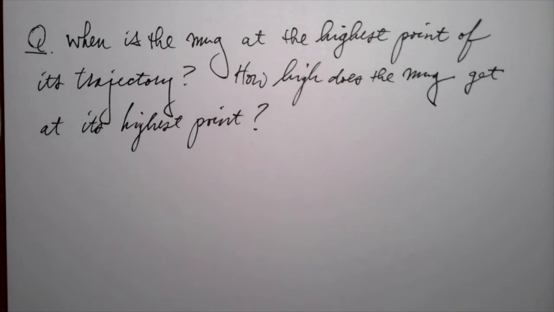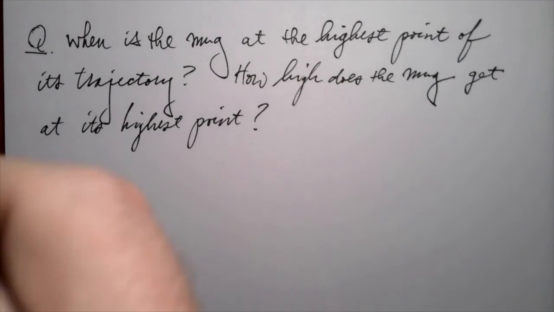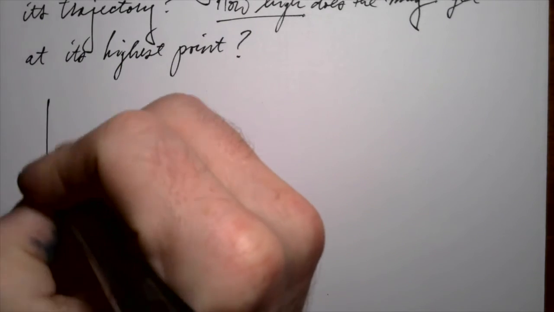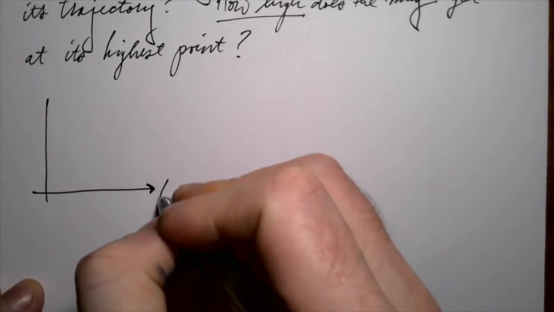pretty soon. We're not done with the coffee mug yet. I have one more question. When is the mug at the highest point of its trajectory? How high does the mug get at its highest point? So there's two different things we need to answer here. There's a when and there's a how high. And to help us answer it, let's look at our little sketch of the graph again.